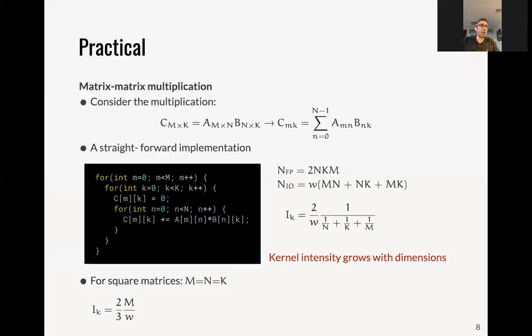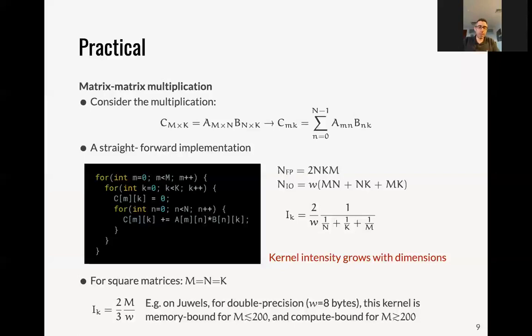And then if I compare this, for example, for the case of that Jules computer that I was talking about last time, for which we figured out its machine intensity to be somewhere around 16 flops per byte, then one can say that on Jules, if we take W to be 8 bytes, which is double precision, then this kernel is memory bound when the array dimension is about 200 or less than 200 elements. Whereas as you increase the array size and you exceed 200 by 200 matrices, then this kernel starts becoming compute bound.